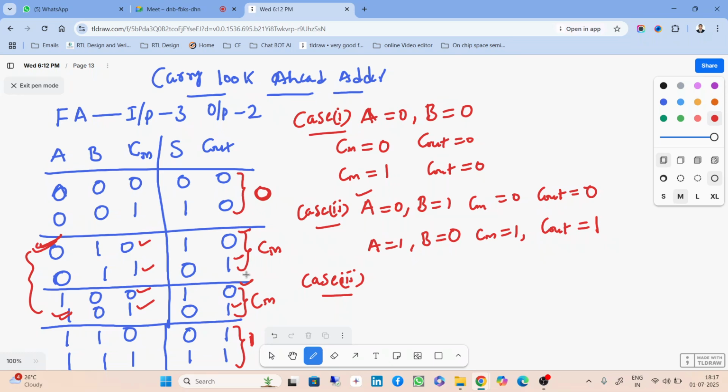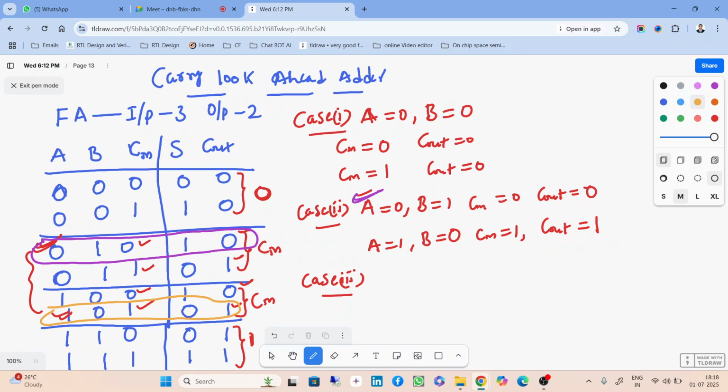So that means this is nothing but case 2. Okay, so case 3. Here you have written A equal to 0, B equal to 1. This case I took, and in case 2, this is this one. And the next case, this one I took.